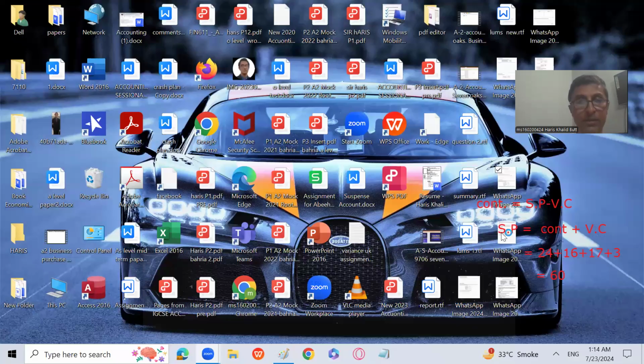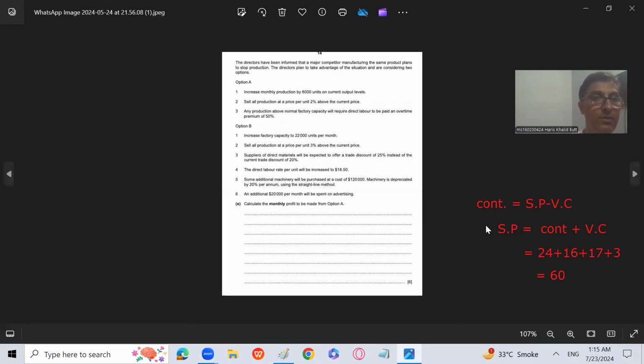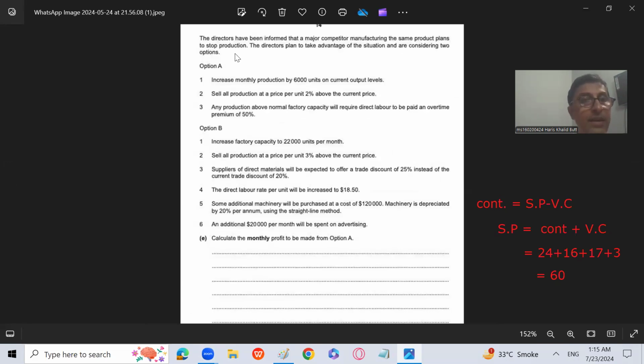60 is going to be the selling price. We are done with that. Now let's see, what does the question demand from us? The director has been informed that a major competitor manufacturing the same product plans to stop production. The director plans to take advantage of the situation and is considering 2 options.